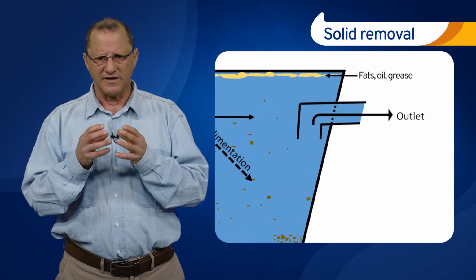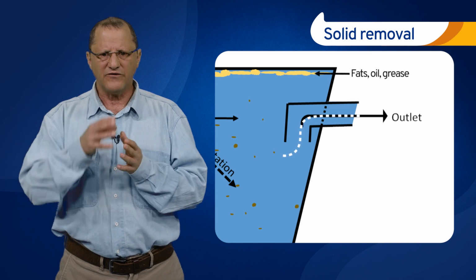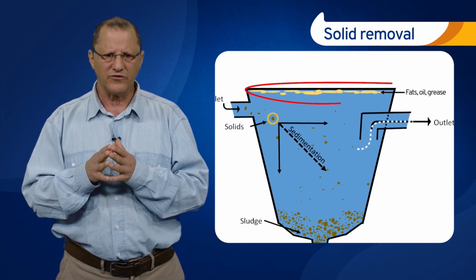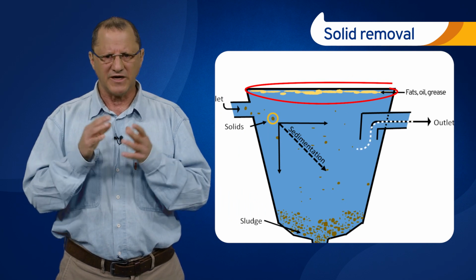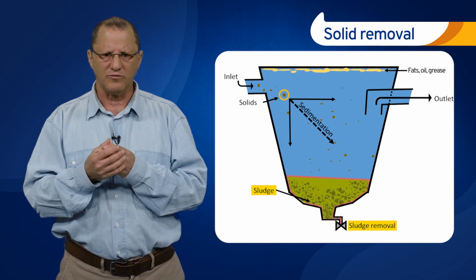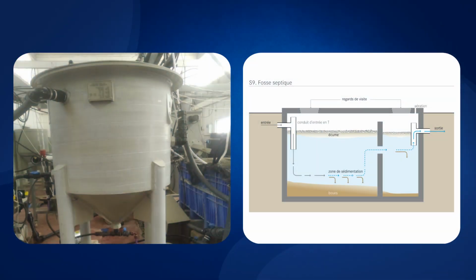The supernatant, the water from which the particles have been removed, flows out from the upper part of the basin, but not from the basin surface where fats, oil, and grease may accumulate. The sludge at the bottom must be drained from time to time, as well as the floating scum. Sedimentation basins can have several designs and shapes, as can be seen in the following slides.